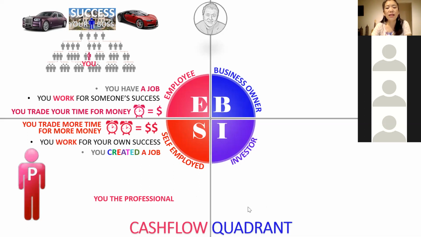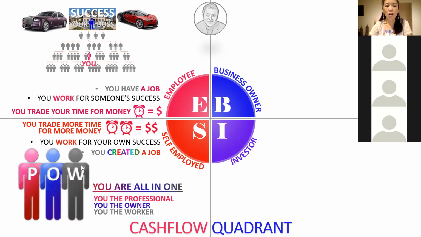The second quadrant is the S quadrant, which is self-employed or small business. People in small businesses trade more time for more money. Similar to employees, they still have to trade time for money, meaning that if they don't work in that small business, they won't have an income. What is different from an employee is that they work for their own success, not someone else's. Basically, they've created a job for themselves.